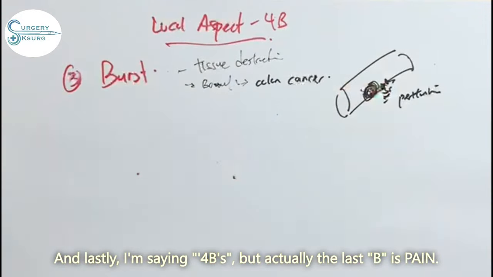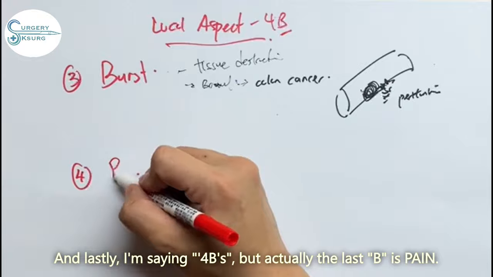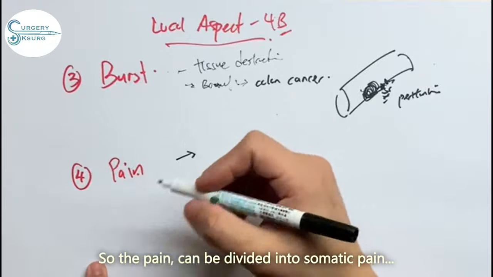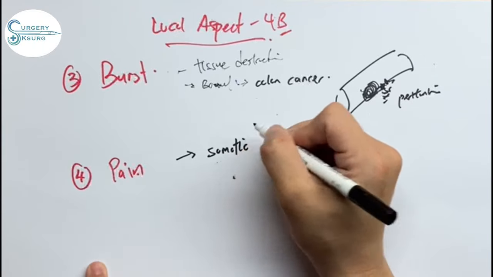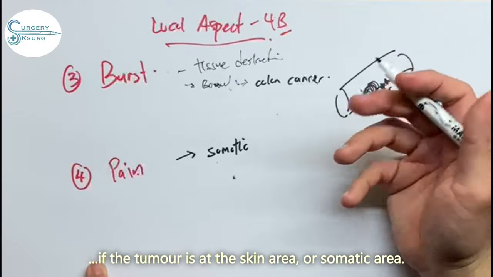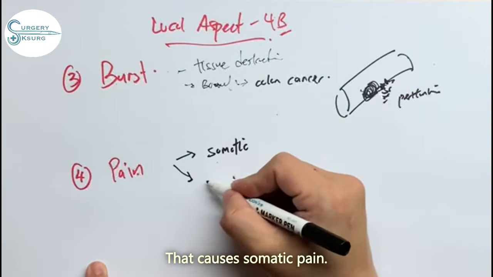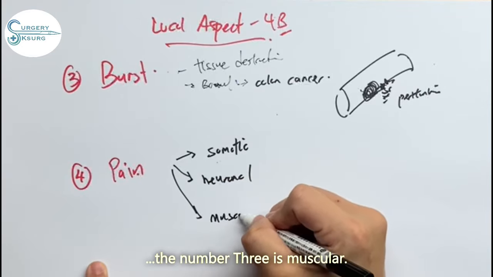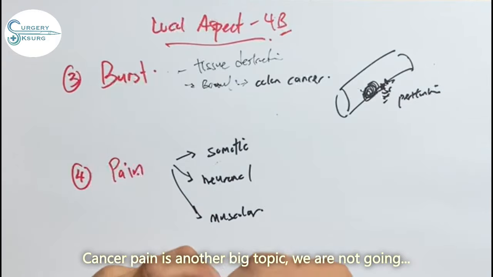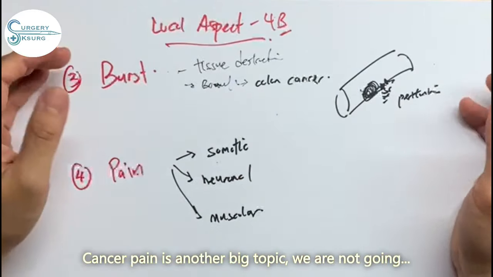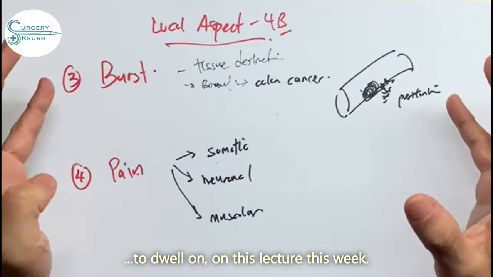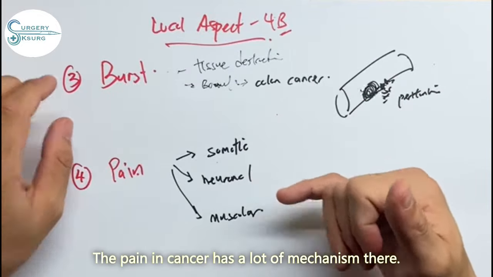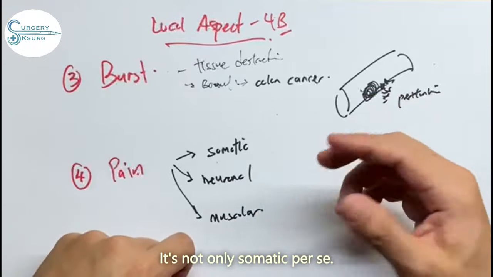And lastly, I'm saying four B's, but it's actually another last B, which is pain. I'm so sorry. The pain can be divided into somatic. If the tumor is at the skin or somatic area, it can cause somatic pain. Number two, the pain can be neuronal, and number three is muscular. Cancer pain is also a very big topic. We are not going to dwell on it in this week's lecture, but you must understand that the pain in cancer has a lot of mechanisms that are not only somatic per se.